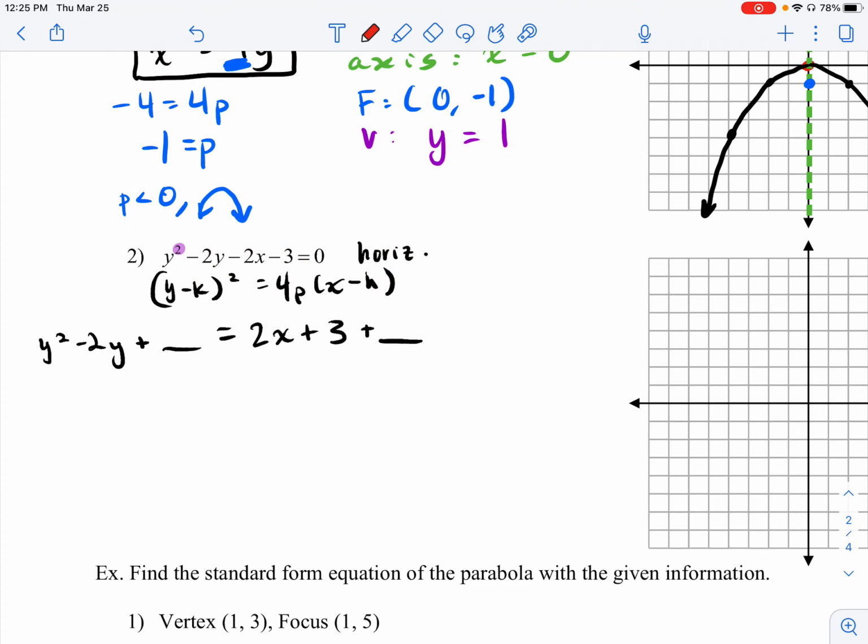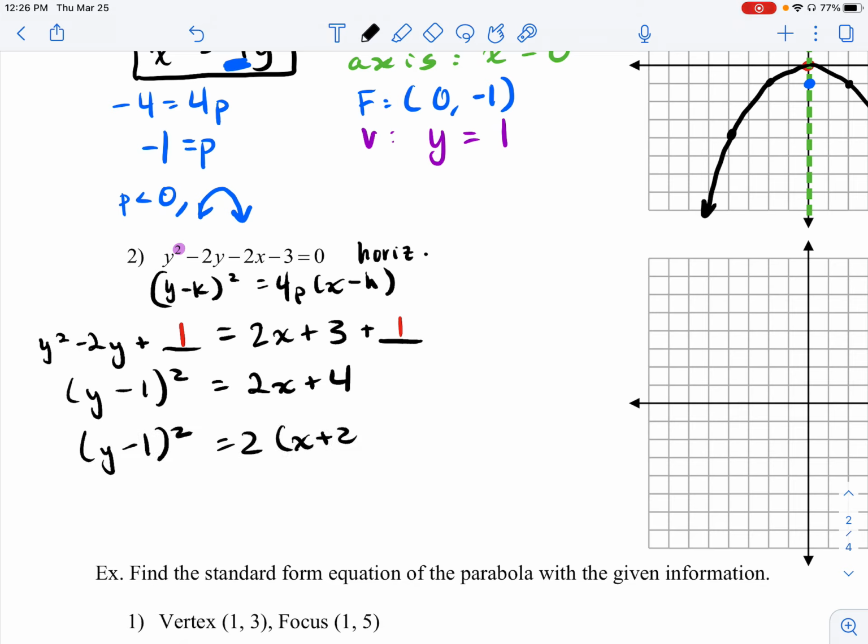Well, what do I need to complete the square? Half of -2 is -1. -1 squared is +1. So we're also going to add that over to the other side. And so this gives me (y minus 1) squared. We can simplify this as 2x plus 4. But to fully write it in standard form, we're going to need to factor out that 2 there. So we're going to write (y minus 1) squared is equal to 2 times (x plus 2). And here's our standard form.